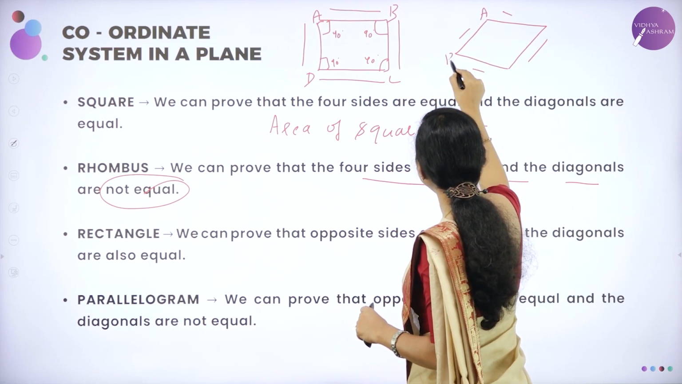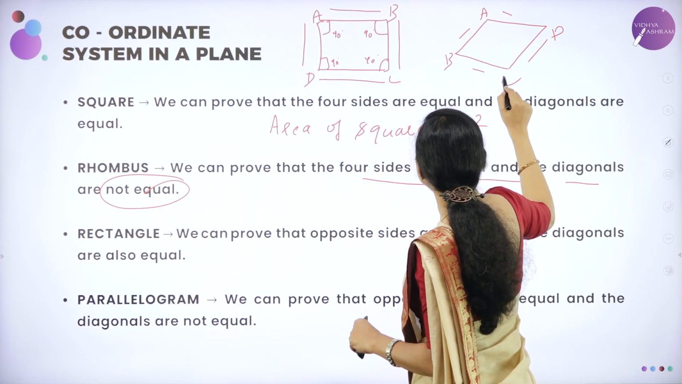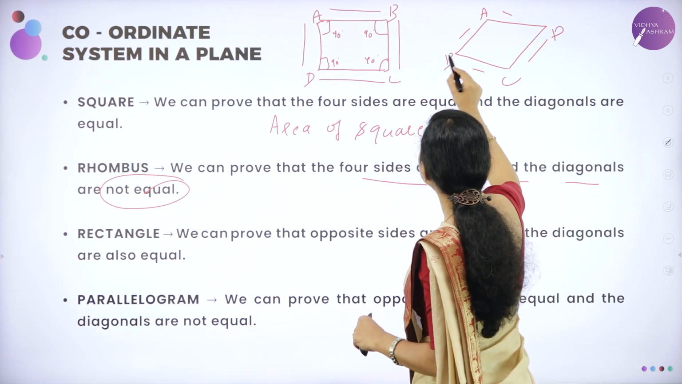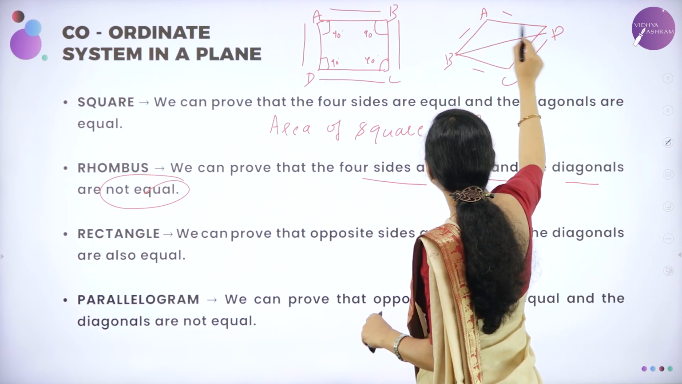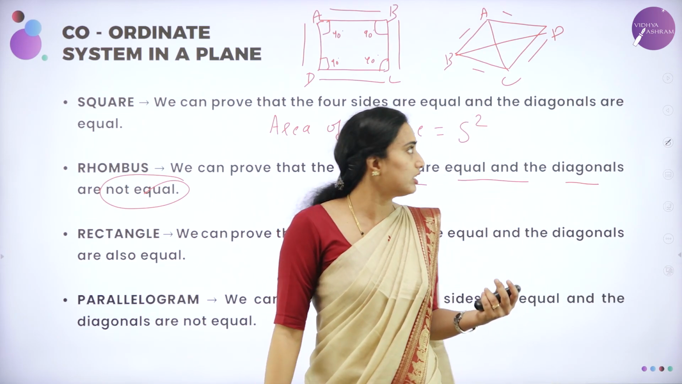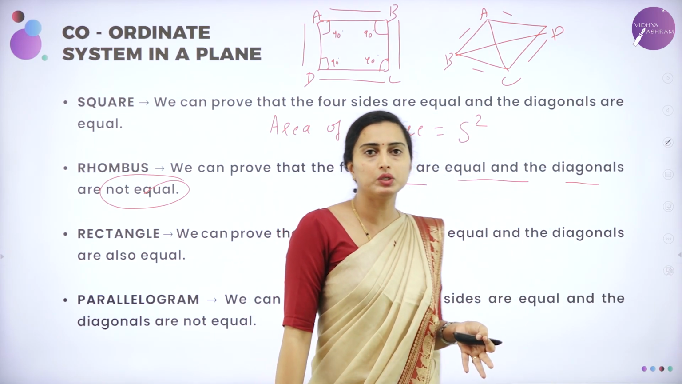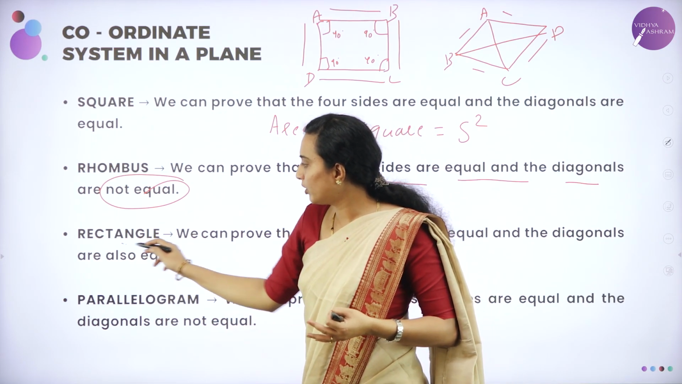A, B, C, D. So you are going to have AB equal to BC equal to CD equal to DA, but the diagonals are not equal. Diagonals not equal means AC will be not equal to BD, that is said to be a rhombus. Next we'll be moving on to the rectangle.